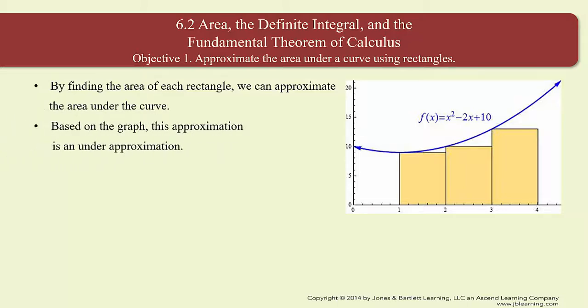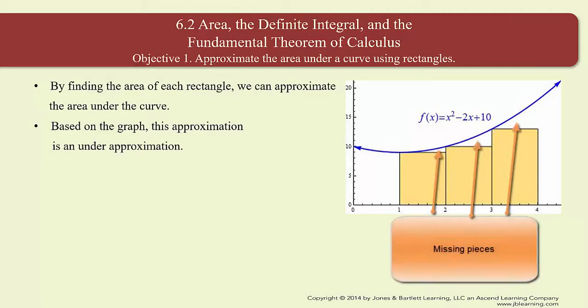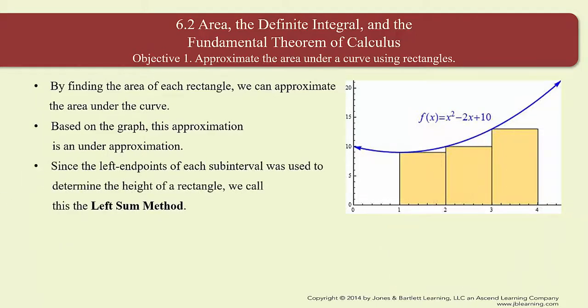But it looks like from the picture that approximation, adding up the area of those 3 rectangles, would be an under approximation. I mean, there are some pieces that are missing there. Now, since we use the left endpoint of each subinterval to determine the height of the rectangle, this picture is demonstrating what is called the left sum method, using left endpoints to give the height of a rectangle.